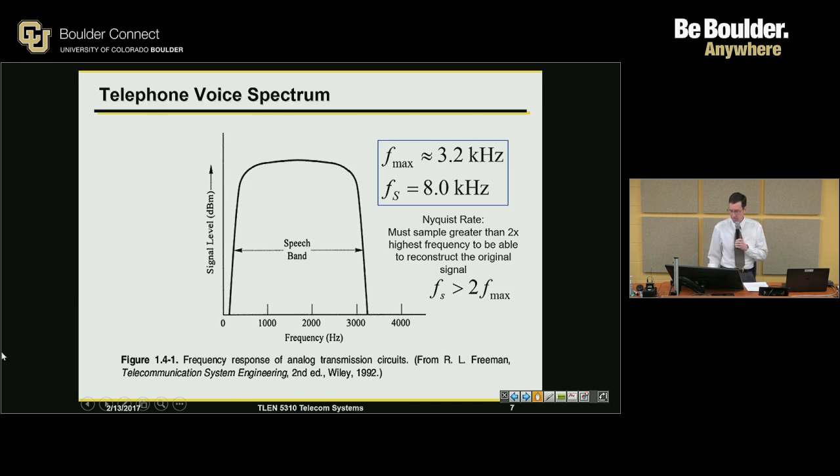So this is a speech channel. And in the telephone network, their channels are between 0 and 4 kilohertz. And then the speech band, almost all of the speech components are between 300 hertz and about 3,300 hertz.